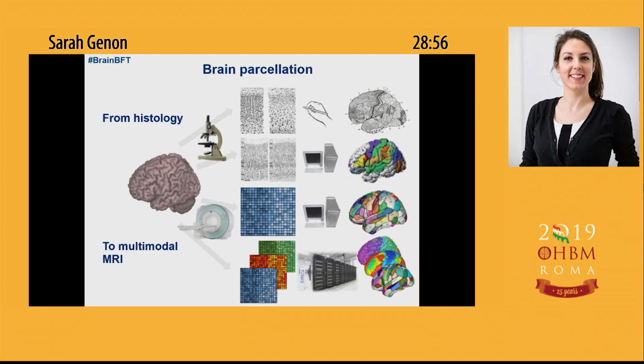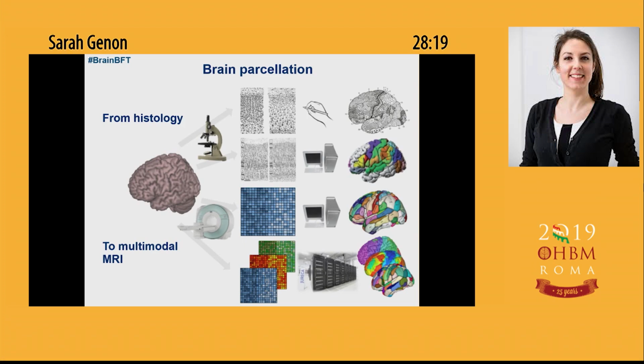We can consider that it started with pioneer cartographers like Brodmann, who tried to identify brain areas by looking at local properties of the brain tissue. For example, they looked at cytoarchitecture under the microscope, looking for a change in the pattern of cytoarchitecture as indicative of a change between two different brain areas. And then they manually drew a map of the brain.